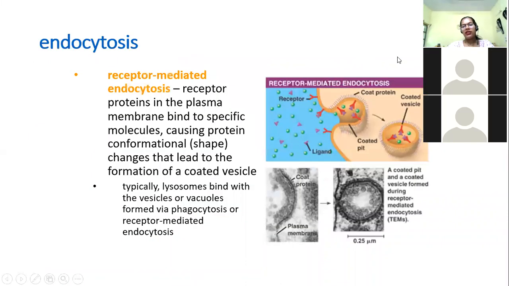Now coming to the endocytosis. So this is the last topic. This is the receptor mediated endocytosis, wherein the protein goes and binds to the receptor. So you can see over here, the receptors are present on the plasma membrane, to which your ligands or the molecule goes and binds.